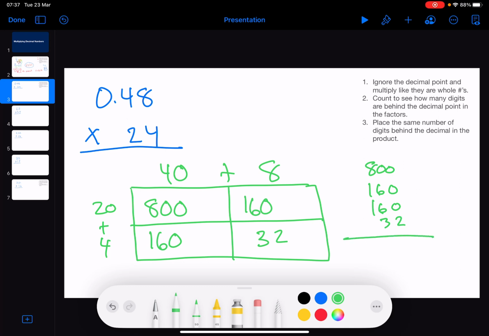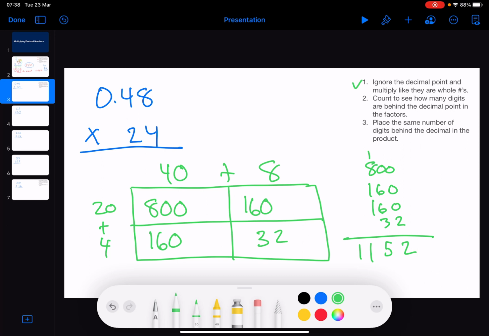So we've got 0 plus 0 plus 0 plus 2 is 2. 6 plus 6 is 12. 12 plus 3 is 15. Carry my 1. 8 plus 1 is 9. 9 plus 1 is 10. 10 plus 1 is 11. So 48 times 24 is 1,152. However, that's not the problem.